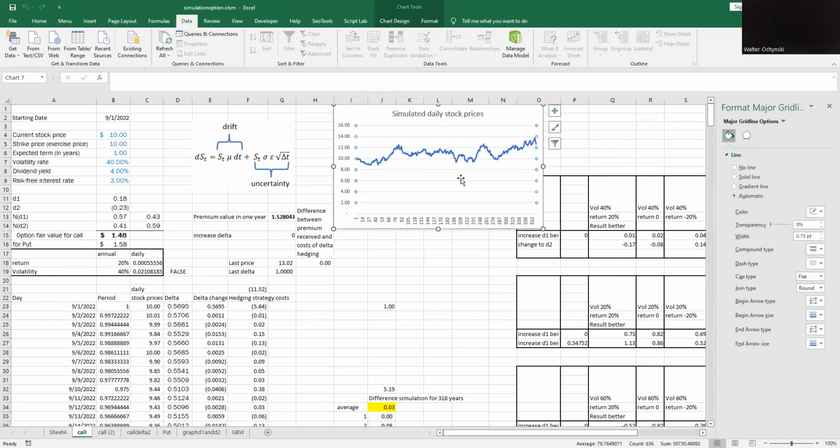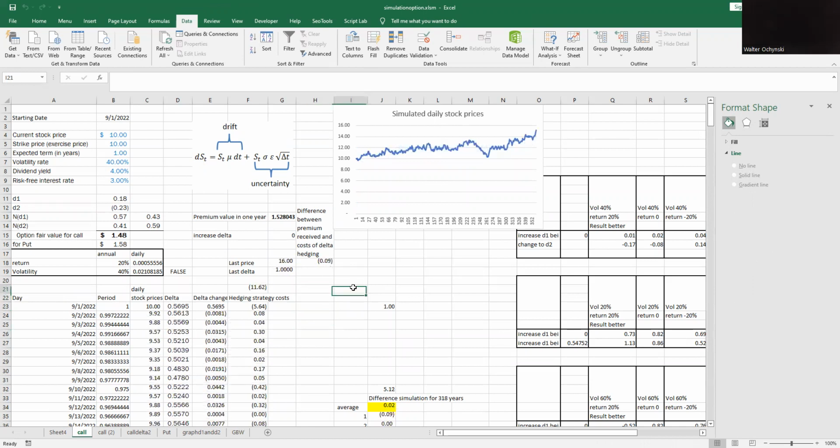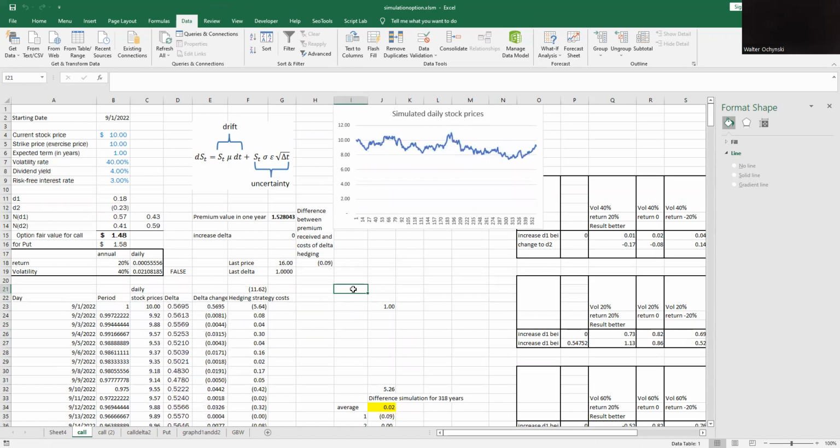By the way, here is also a graphic which shows the simulated stock price for each year. When I press F9, no, somehow it doesn't want to. Now it has changed, so prices are changing every time I press F9.